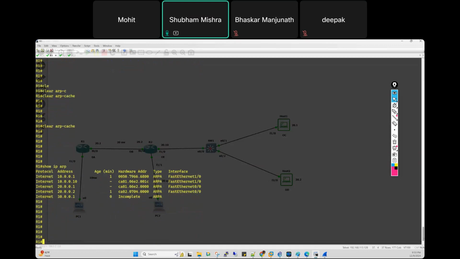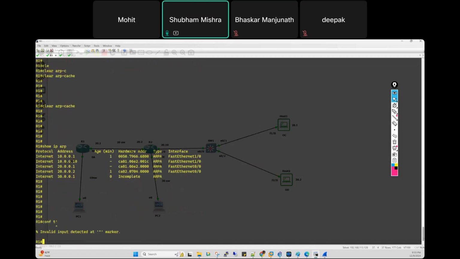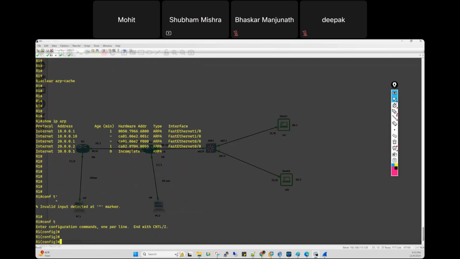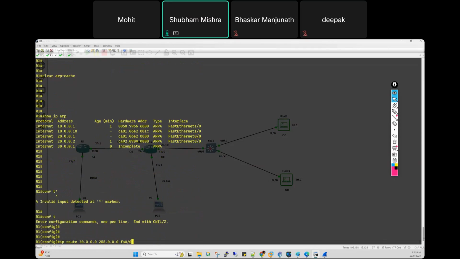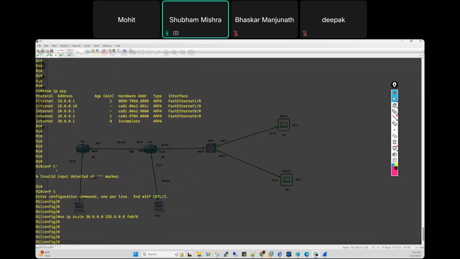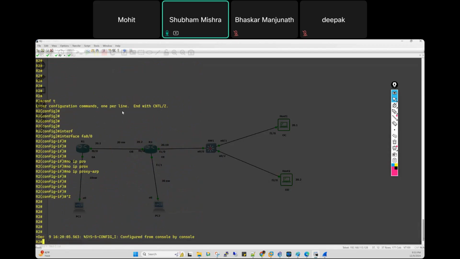Come to R1. That time we ran this command right now: ip route 30 network and FastEthernet 0/0. Let me remove it. I removed it from R1. Come to R2.